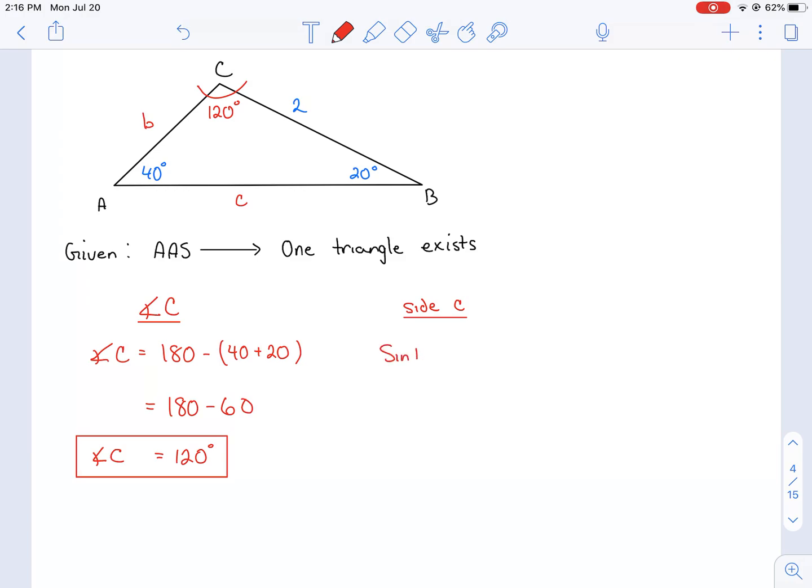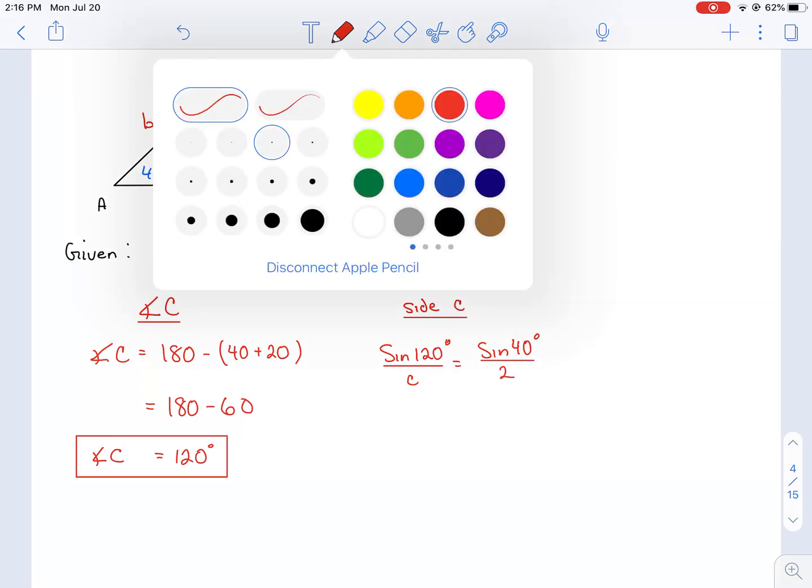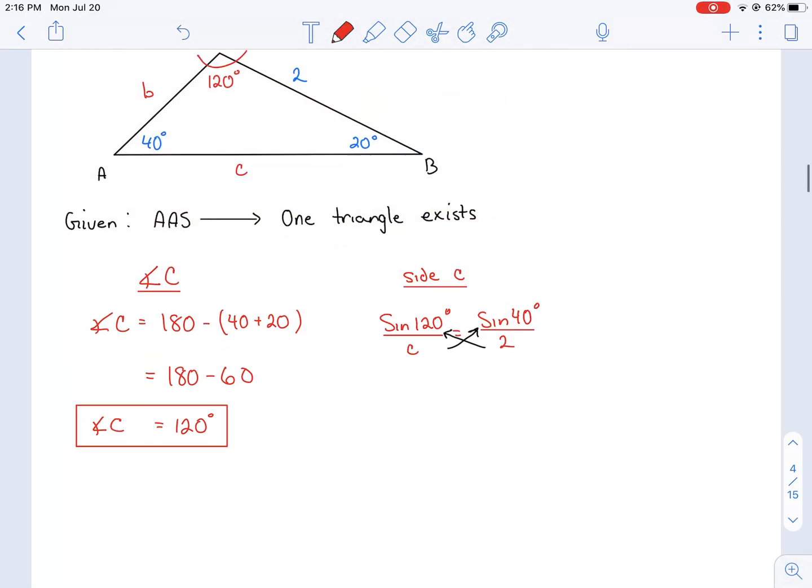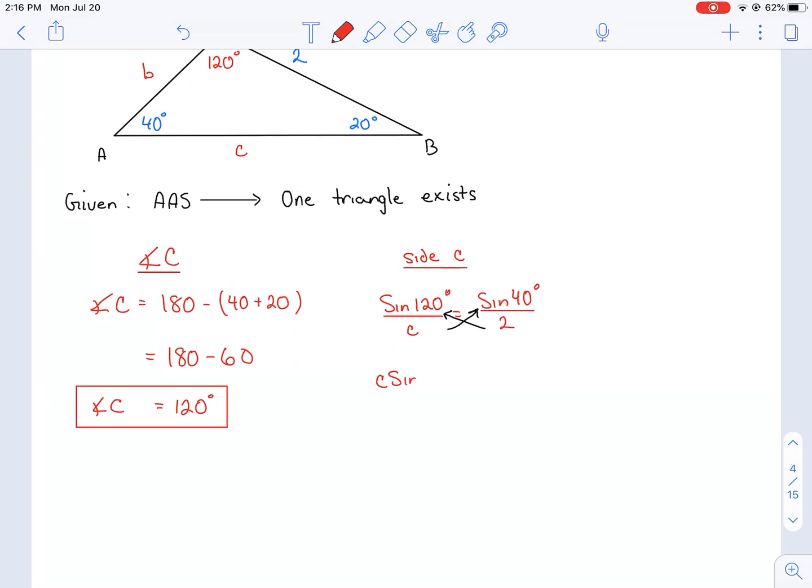From the law of sines, sine of 120 degrees divided by C has to equal sine of 40 degrees divided by 2. And to solve for C, I'm going to start by cross multiplying. So C times sine of 40 degrees is equal to 2 sine of 120 degrees. So that way C is equal to 2 sine of 120 degrees divided by sine of 40 degrees. And I'm going to evaluate that in Desmos.